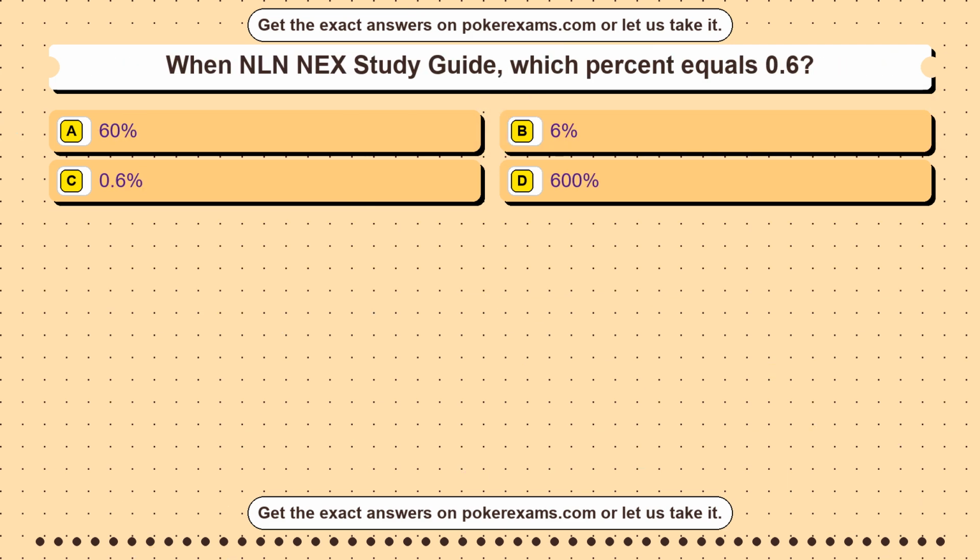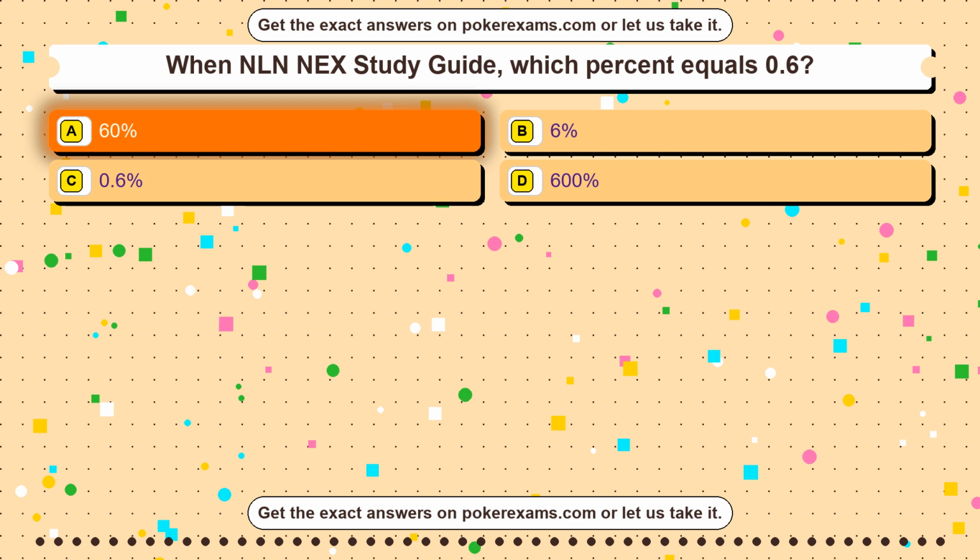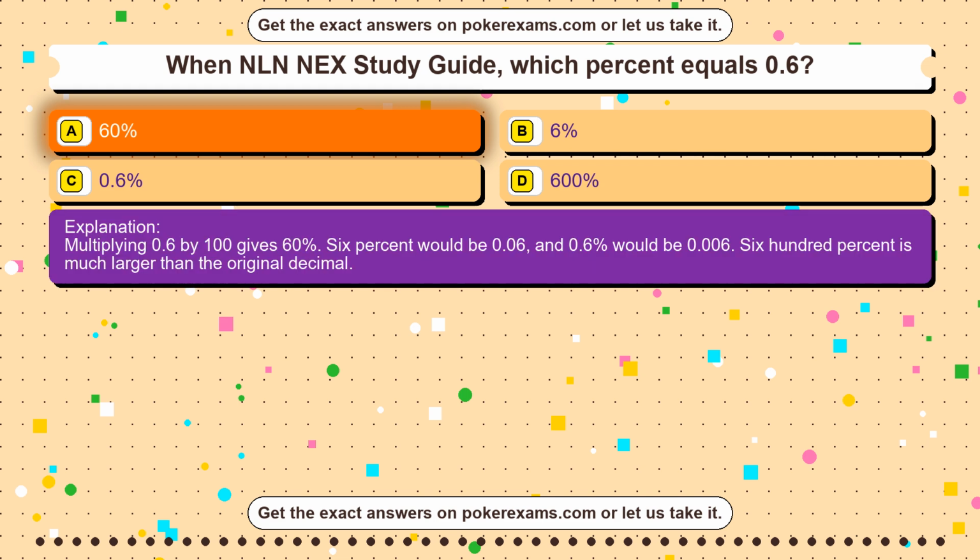Question 49. When NLN NEX Study Guide, which percent equals 0.6? Option A 60%. Option B 6%. Option C 0.6%. Option D 600%. The correct answer is option A, 60%. Multiplying 0.6 by 100 gives 60%. 6% would be 0.06, and 0.6% would be 0.006. 600% is much larger than the original decimal.